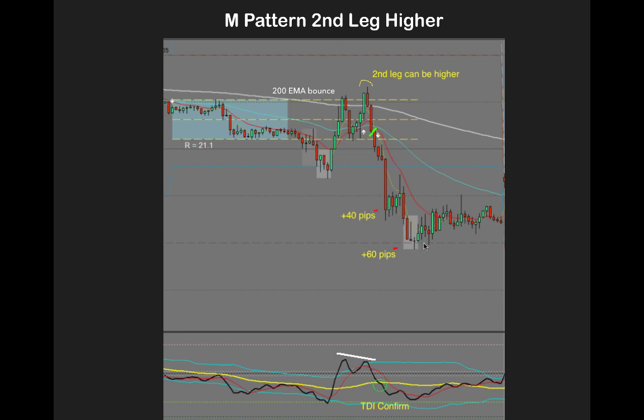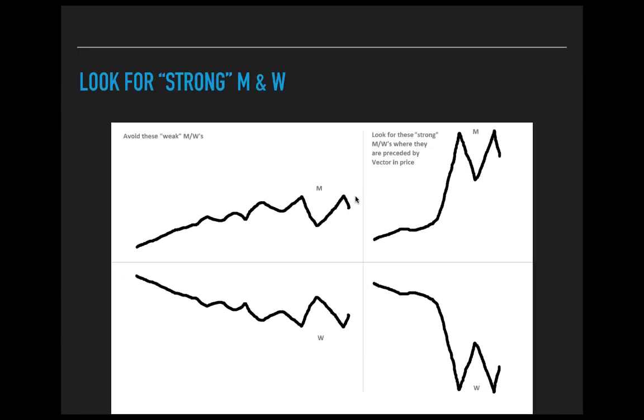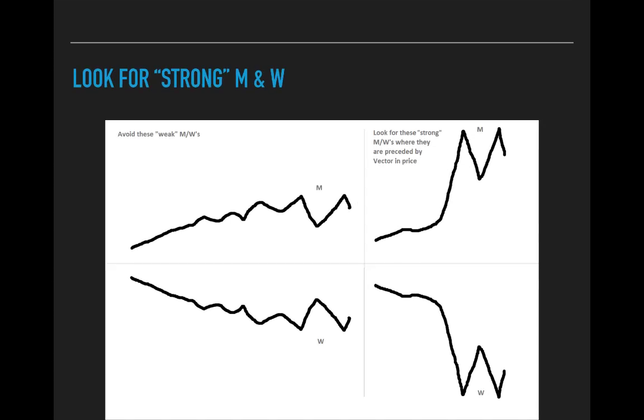But if you continue to hold and you saw that the price closed above the 13 EMA here, you could have got out and still made 40 pips. Okay, so that's a good way to manage your trades, to know when you should exit and when you should keep holding. Okay. So I want you guys to look for strong M's and W's.